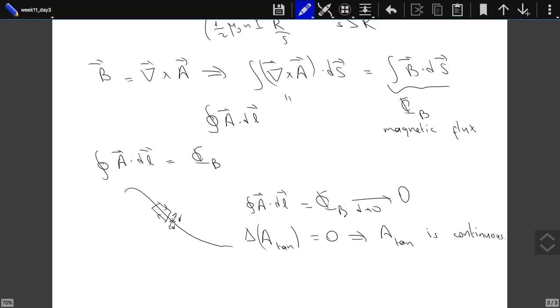And since they have to be 0, their contribution should sum up to 0. They have to cancel each other. Well, one is in one direction, the other one is in the opposite direction. So what I obtain, A dot dl over this loop, is just A outside minus A inside. Let's say this is the L hat direction times L hat times L. This should be equal to 0. L is this length.